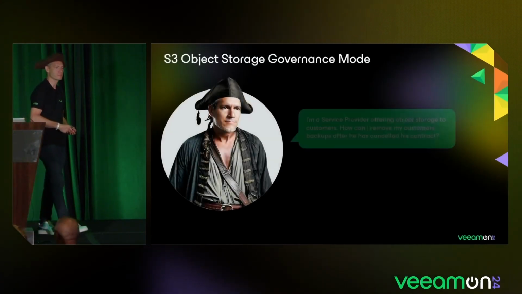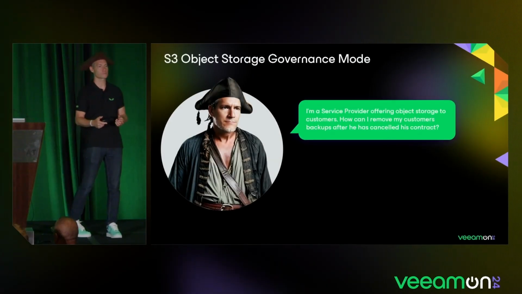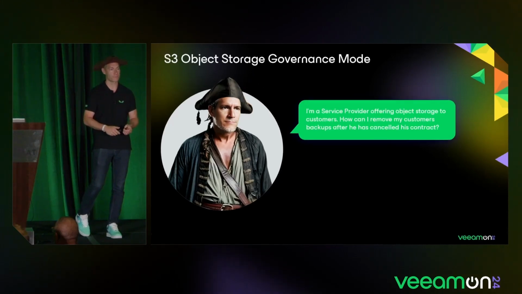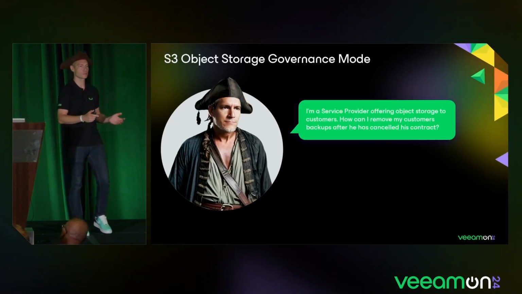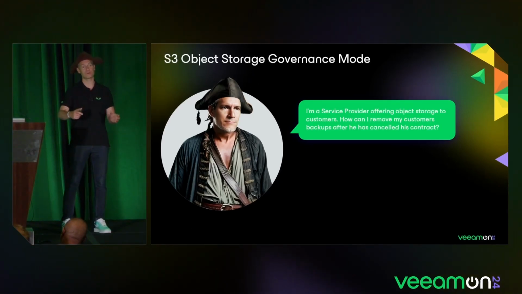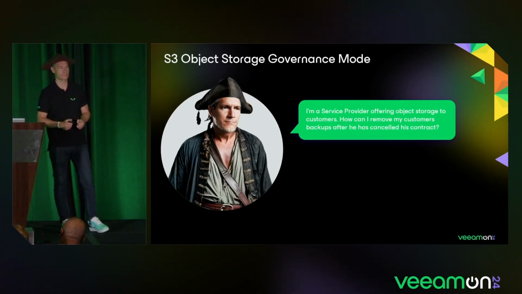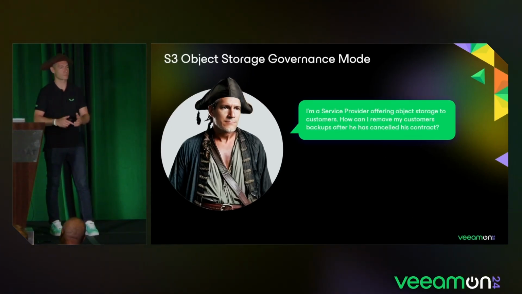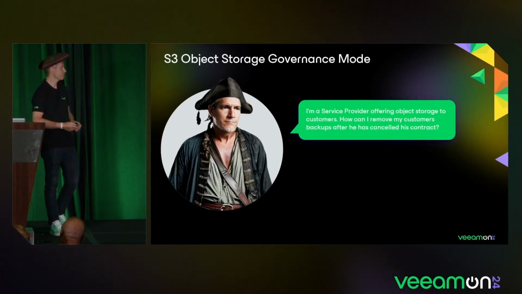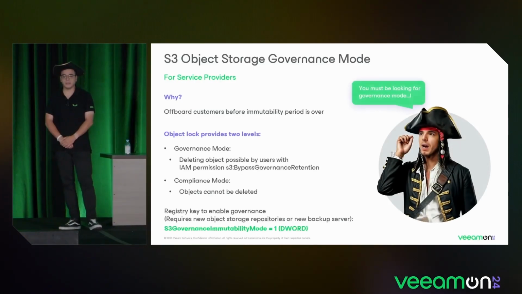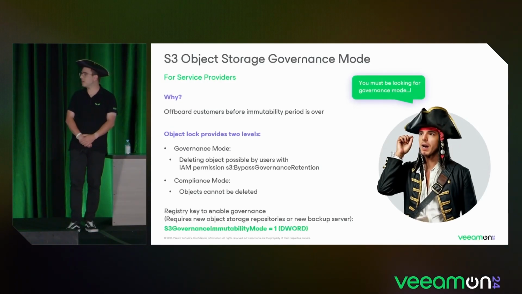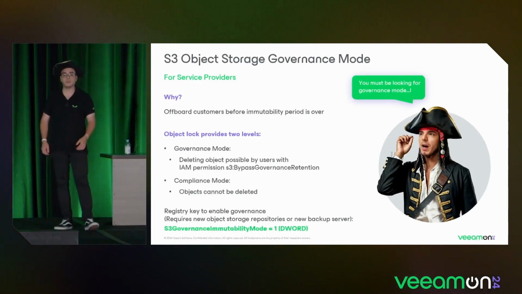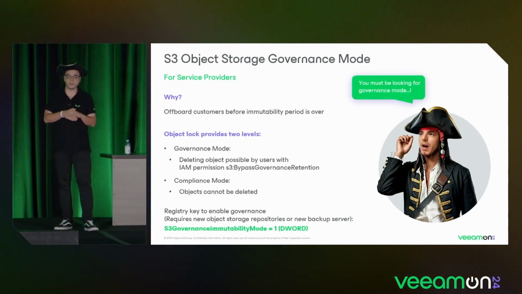The next feature is of interest for all service providers in the room. Imagine you have a customer who is using object lock and has a very long immutability period configured. And then this customer stops business with you or is going bankrupt. What can we do here? Yeah, in version 12.1, it's a registry key, which is mainly meant for our service providers.